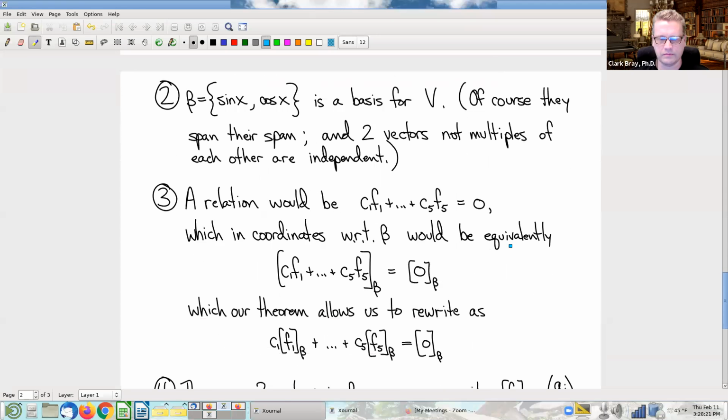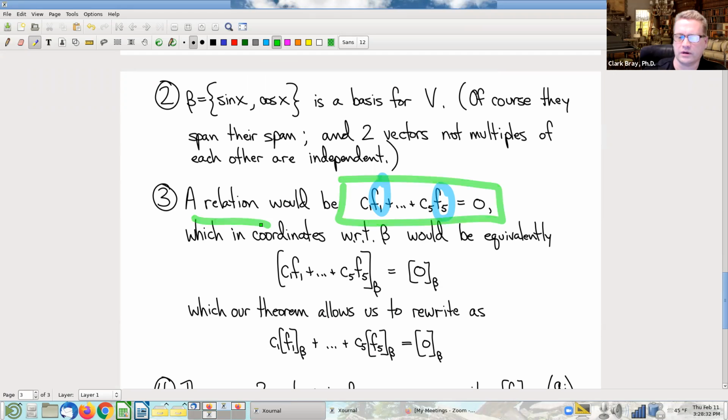So I want to decide if my list of 5 functions is independent or dependent. And so we look for relations. This is what a relation would look like. And as usual, just like with vectors in Rn, just like with polynomials, just like with matrices, whatever vector space you might be having to look at, I need to see, is there a significant relation, or is the only relation the trivial relation?